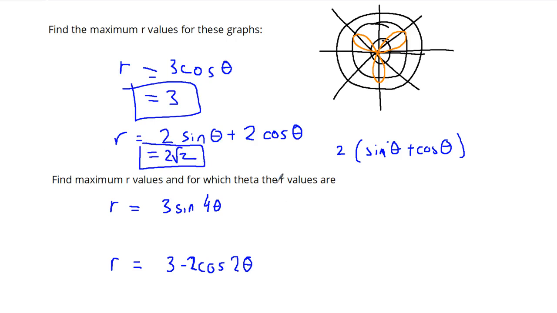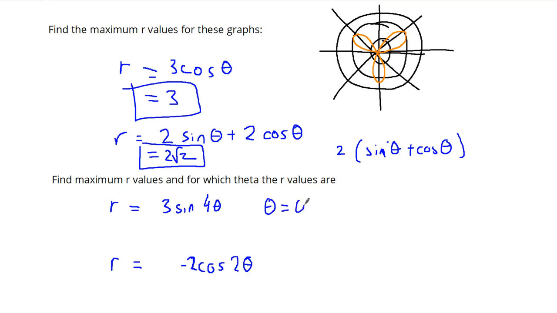Find maximum values for r and for which theta the r values are maximized. So we're trying to find the theta where the r values are maximized. So we just have to find when this is equal to 1 and this is equal to 1. What's 3 times minus 2? I think I was drunk when I made this. No, 3.